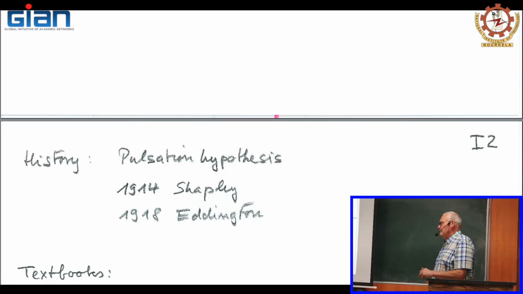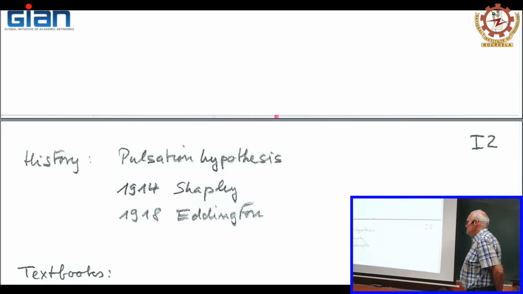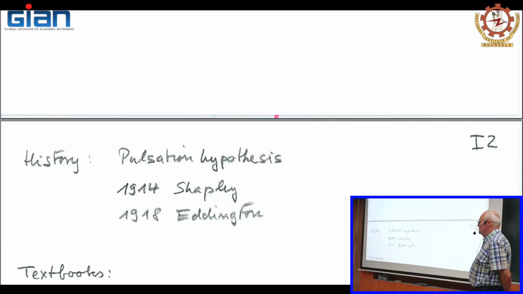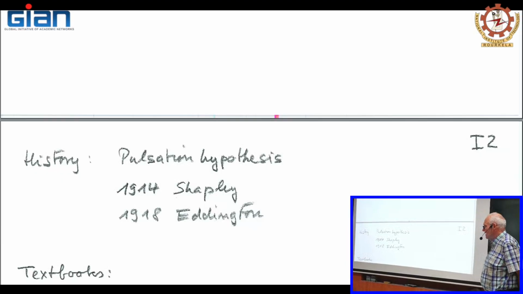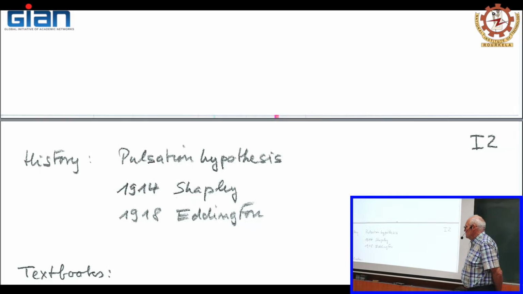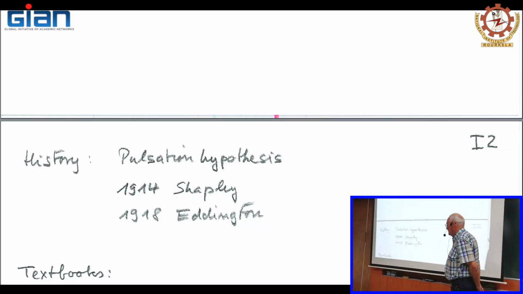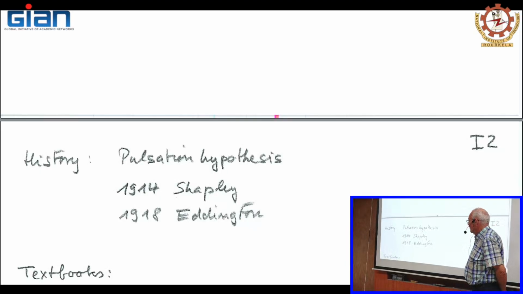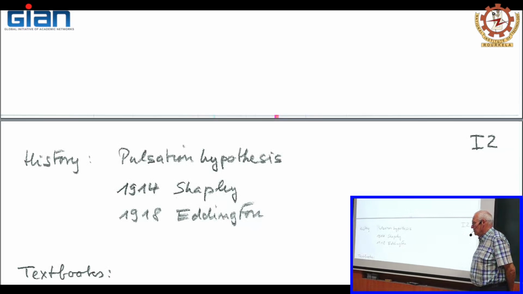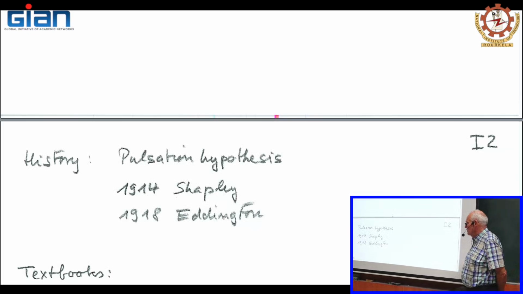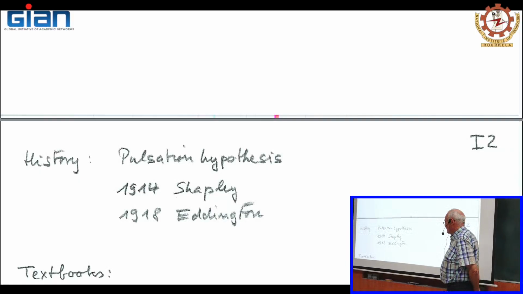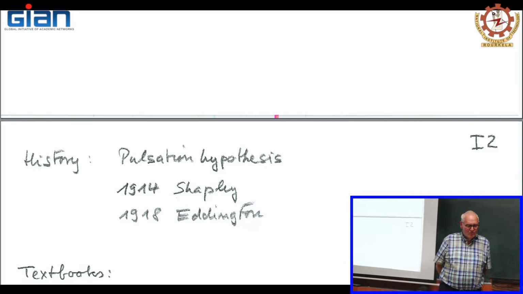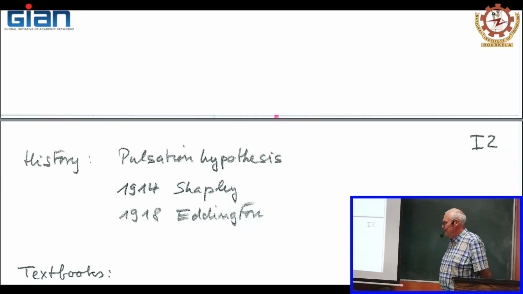Okay, so concerning the history of pulsation, the hypothesis that variability of a star might be an intrinsic property and might be addressed as a pulsation was put forward first by Shapley in 1940 on the observational side, and it was considered from a theoretical point of view by Eddington in 1918. So the pulsation hypothesis is more than 100 years old.